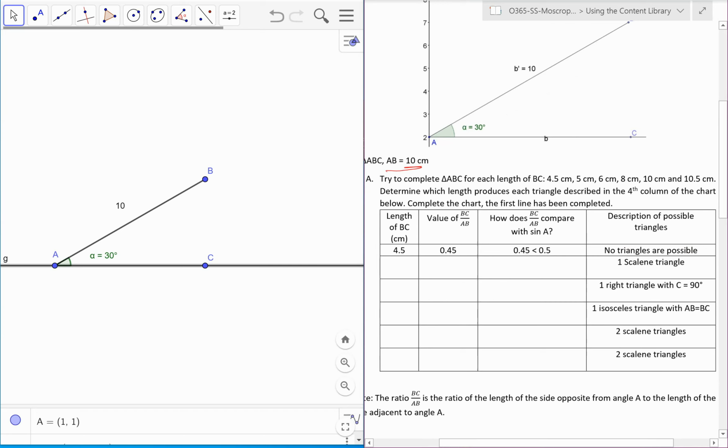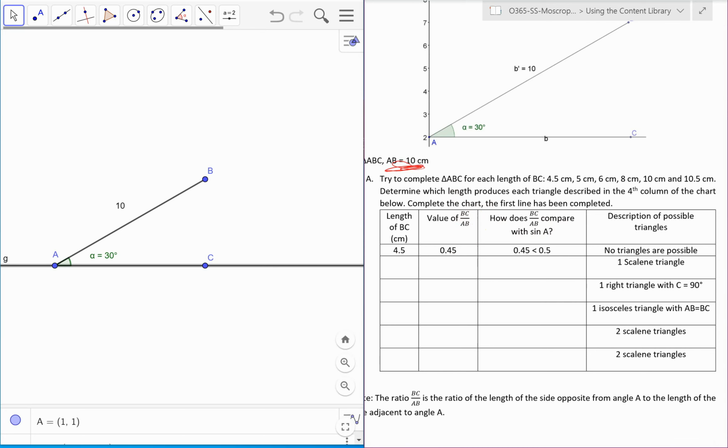So here's the fourth column of the chart. Complete the chart, and you can see the first one has been completed. It says if the length of BC is 4.5, we look at the value of BC divided by AB. BC is 4.5, AB was 10 centimeters, so 4.5 divided by 10 is 0.45. We want to compare this value, BC over AB, with sine of A. It has something to do with the sine, which leads to the sine law.